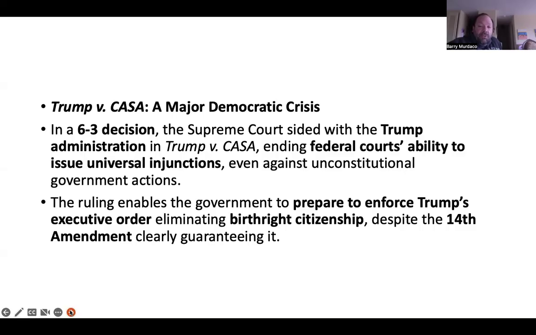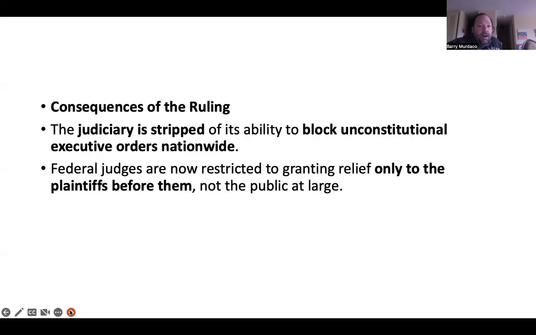The ruling enables the government to prepare to enforce Trump's executive order eliminating birthright citizenship, despite the 14th Amendment clearly guaranteeing it. So, as a result of this ruling, the judiciary is stripped of its ability to block unconstitutional executive orders nationwide. Federal judges are now restricted to granting relief only to the plaintiffs before them, not the public at large. So, what normally would have happened prior to this is that if Trump tried to do something blatantly unconstitutional, like, say, revoke somebody's birthright citizenship status, the courts would step in and say this is unconstitutional, not only in this specific instance, but would apply to all future attempts as well.